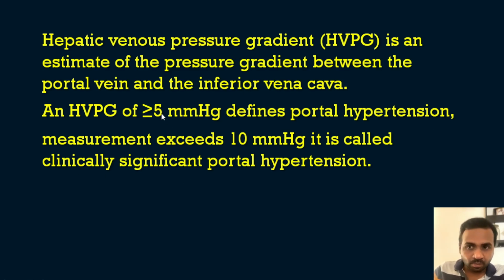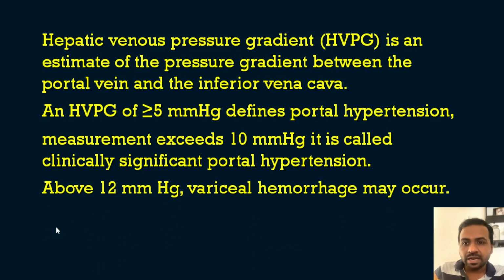So more than 5, portal hypertension; more than 10, clinically significant portal hypertension; then more than 12, variceal hemorrhages may occur, that is esophageal varices and so on. That hemorrhage can happen if it is more than 12 millimeter of mercury. So the hepatic venous pressure gradient is a diagnostic tool in the diagnosis of portal hypertension. Okay, so I think that was a very important and very informative question for you.